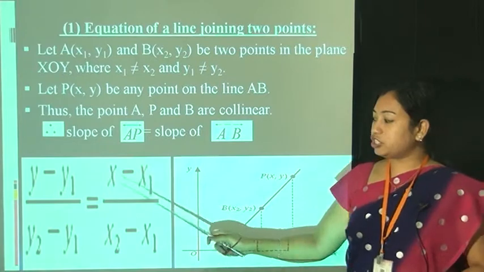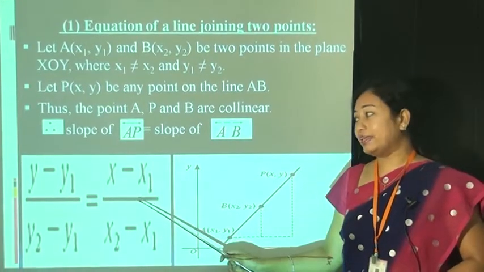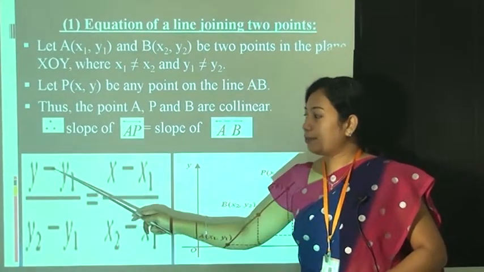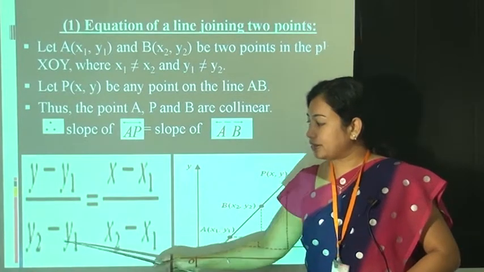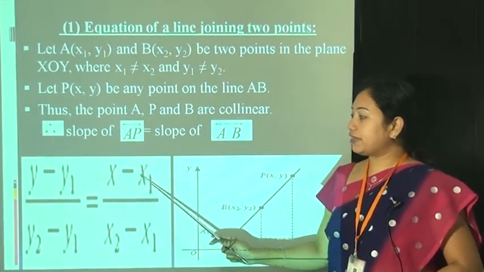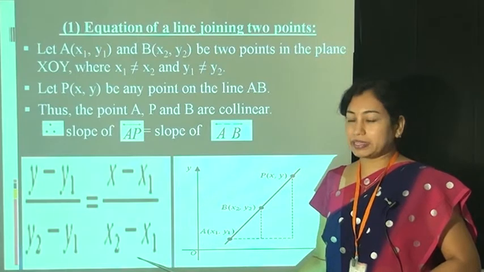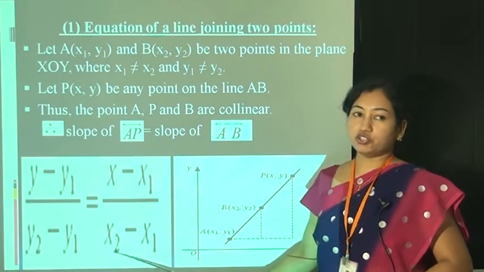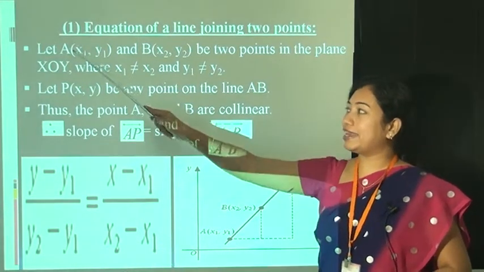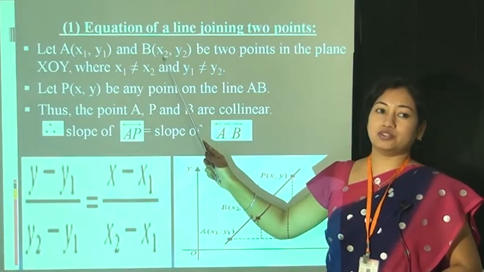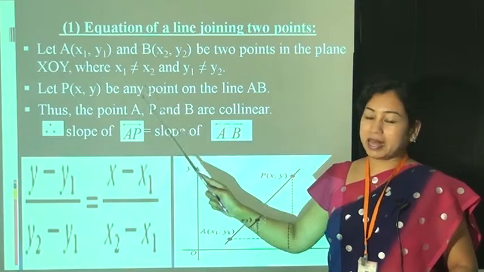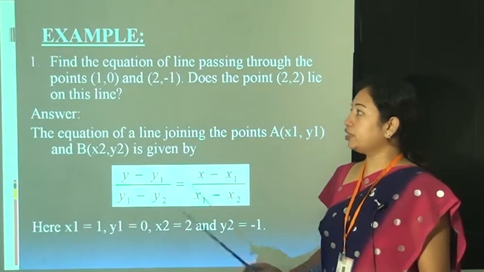Now interchanging numerator and denominator, finally we get the formula y minus y1 upon y2 minus y1 is equal to x minus x1 upon x2 minus x1. So this one is the equation of line joining 2 points A(x1, y1) and B(x2, y2). Now let's take an example based on this equation.